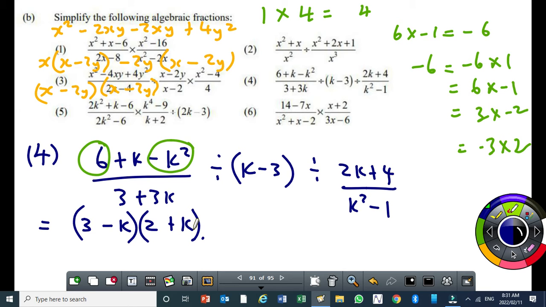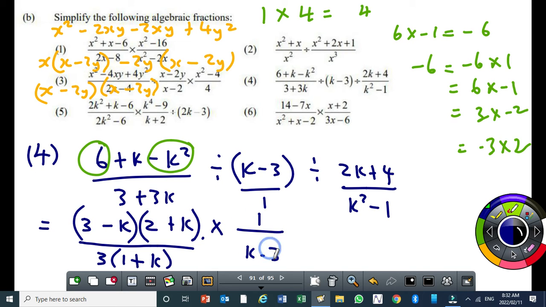It's correct. Right, so this is all over. If I take out the common factor in the denominator, I'll get 3 times 1 plus k. Then I can put multiply it by there. The denominator here is 1, so I can write that as 1 over k minus 3. Are you following? Then this division here, I can replace by multiplication so that I can factorize this denominator. I'll get k minus 1 times k plus 1. This is all over. Then I can factorize that numerator. I'll get 2 times k plus 2.